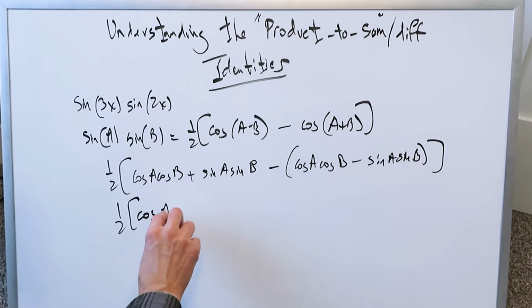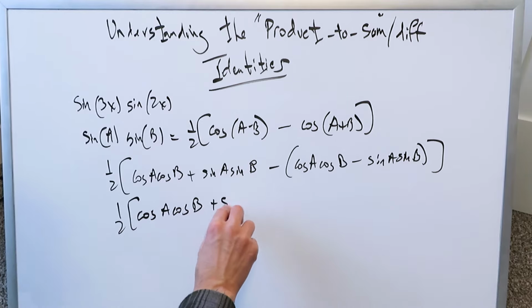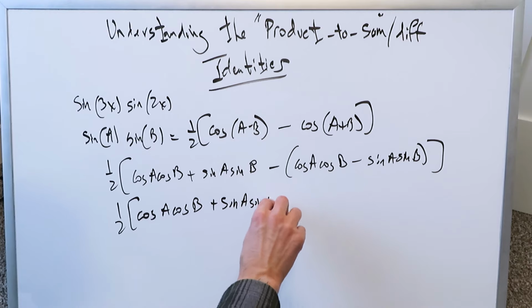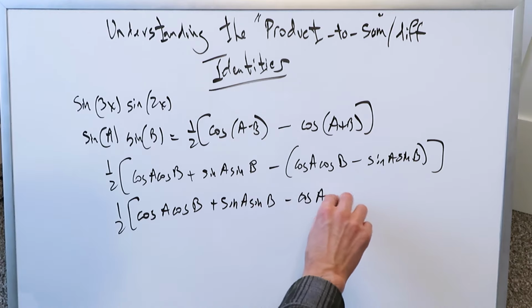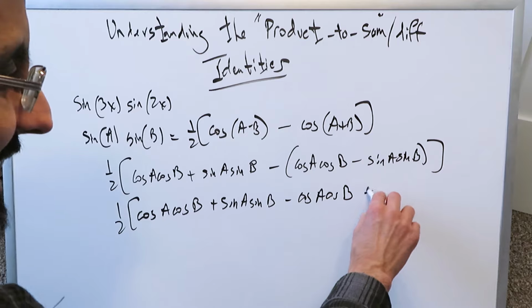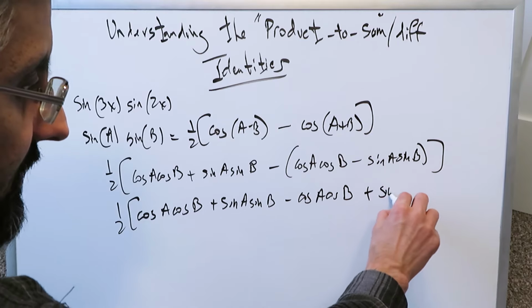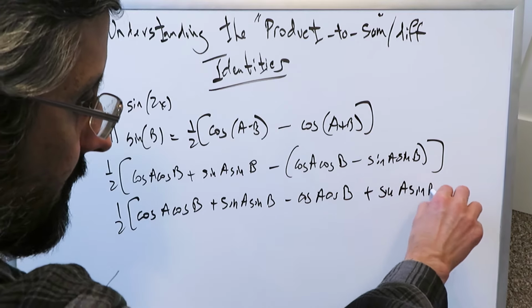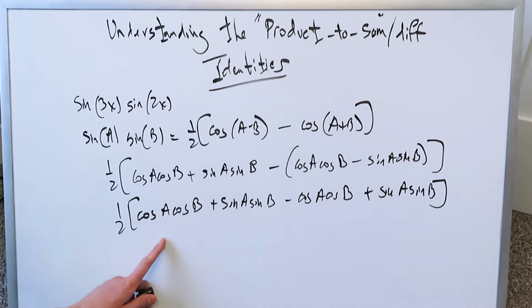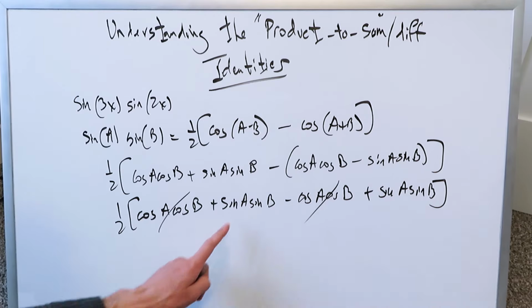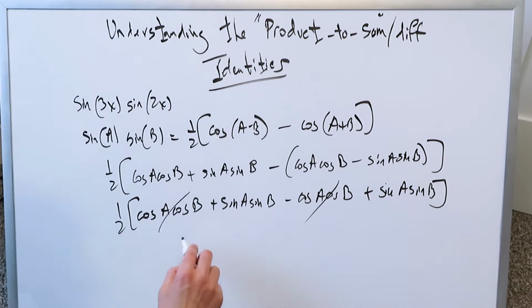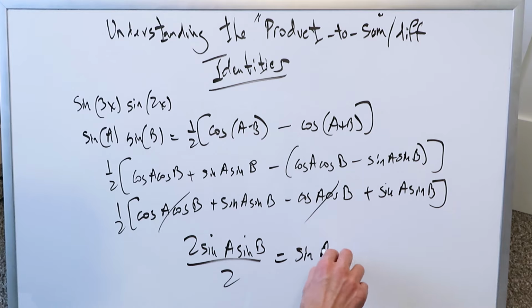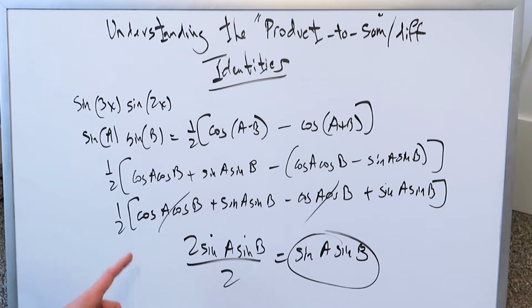When you open up all of this, you'll have 1 over 2. Here you'll have a cosine A cosine B plus sine A sine B minus cosine A cosine B plus, see the minus has become plus, you'll have a sine A, sine B. What can cancel out? This right here can easily cancel out. These two items add up. You'll have 2 sine A, sine B divided by 2, which gives you exactly what you have, sine A, sine B. So it verifies and it validates that this template is good.